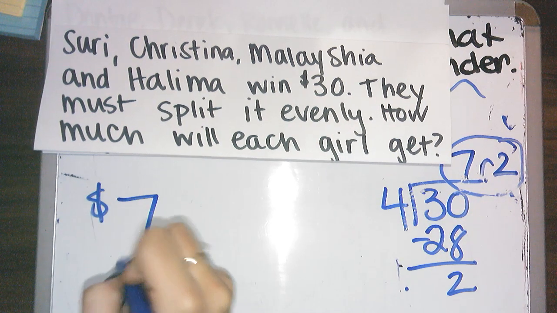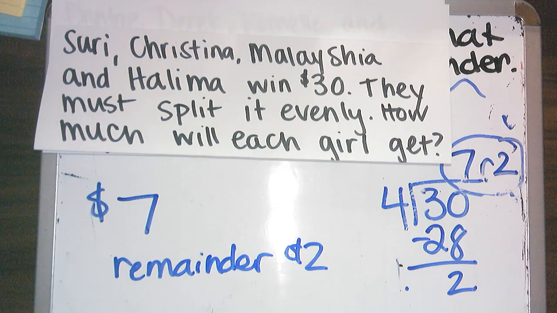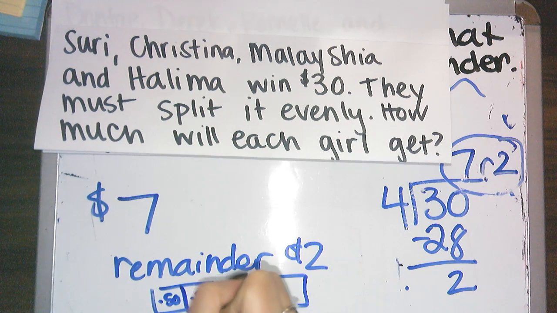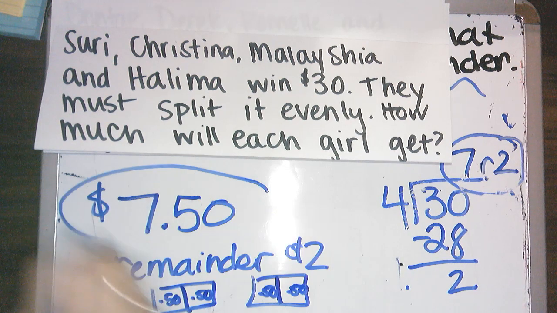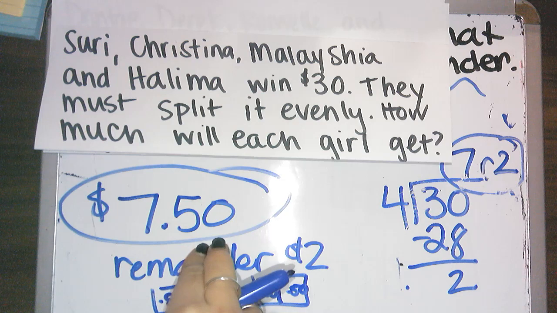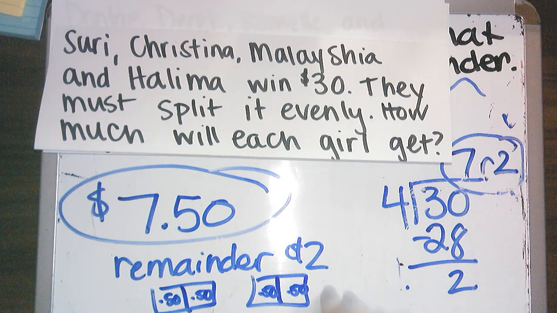And there's a remainder of $2. Now, I'm going to guess Suri, Christina, Malaysia, and Halima are not going to leave $2 left over. So if we were to split our $2, right? $1, $2, a half of each of those dollars is 50 cents. So they would actually each get $7.50. Again, another different answer based upon our remainder, because no one's going to throw $2 away. That would be silly.